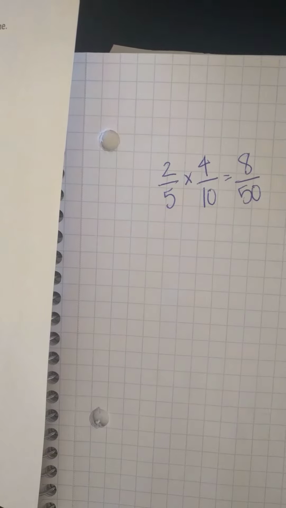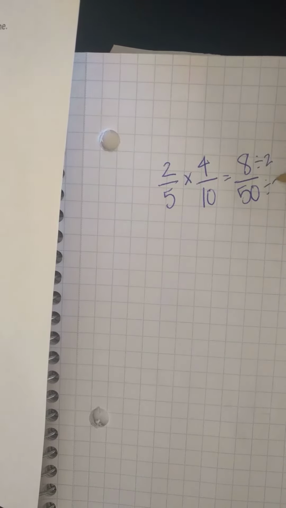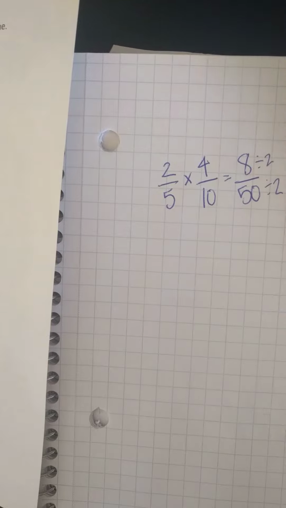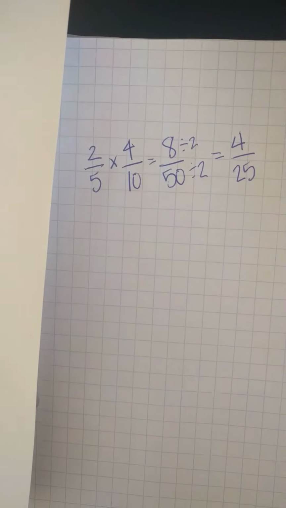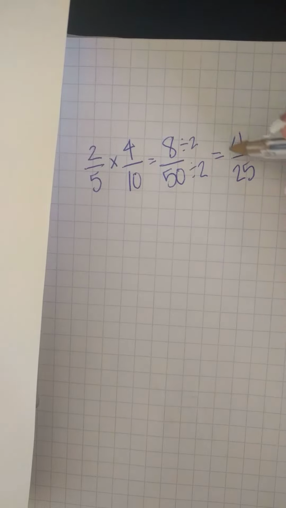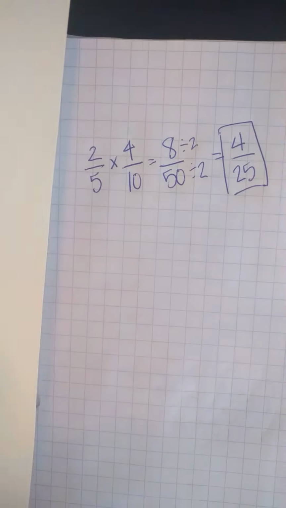Am I done? Nope. I need to simplify, so what number can I divide into both of these? Well, let's start with 2. They're both even, so I can divide them both by 2. 8 divided by 2 is 4, and 50 divided by 2 is 25. Now, is there a number that I can divide into both of these? Nope, there is not, so that is my simplified fraction.